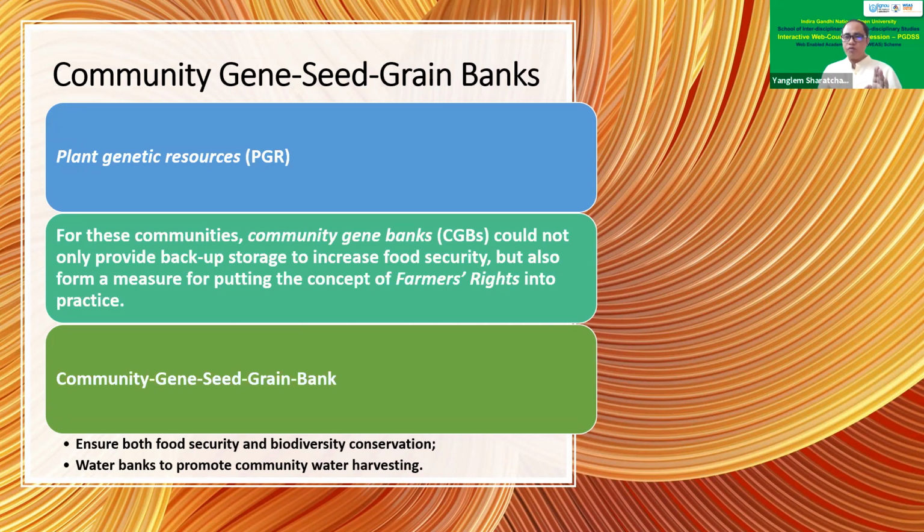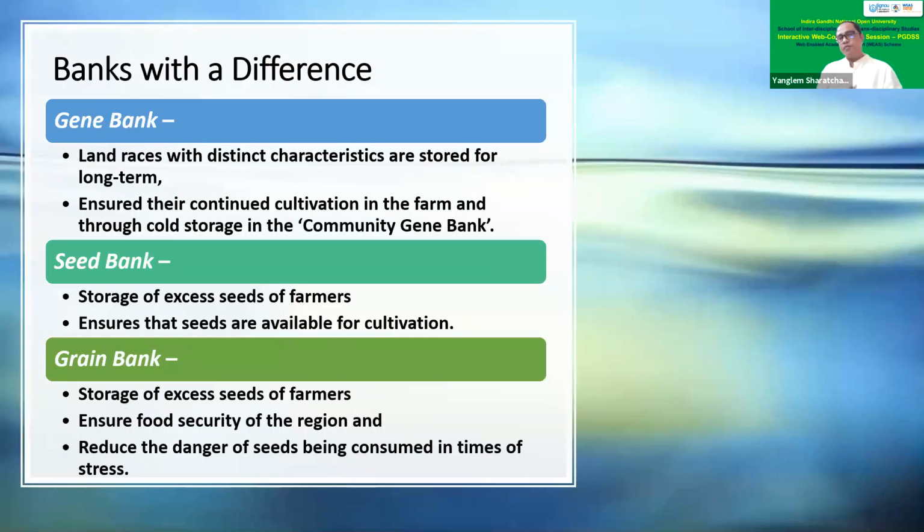One is availability of food. Second, as I said, for the next cropping season, this gene bank will be useful. This will not only conserve the biodiversity but also improve their livelihood. That's why this community gene bank is a bank with a difference. When you talk about the gene bank, it will keep a bank of landraces with distinct characteristics for long-term storage, right?